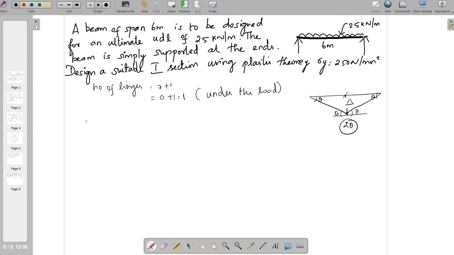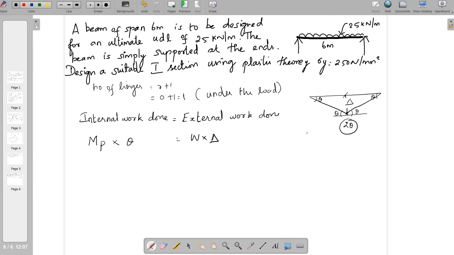So now our concept is to equate the internal work done to the external work done. External work done is implied with W into delta, the external load and the deflection. Internal work done is implied with moment of resistance and the rotation. If you multiply moment with rotation, it will give work done. Or else, if you multiply a load with deflection, it can also give the work done.